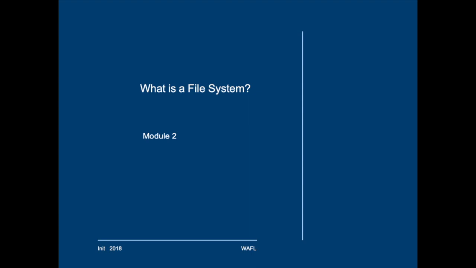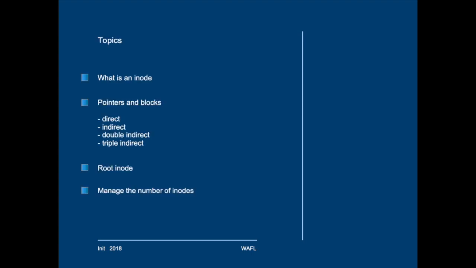Hi and welcome back. This module is on what a Unix-type file system really is. We will have a look at what an inode is. Then we will discuss pointers to data blocks, indirect, double indirect, and triple indirect blocks. We will describe the function and importance of a very special inode, the root inode. And finally, we will have a look at the default numbers of inodes for volumes and how we can manage that.